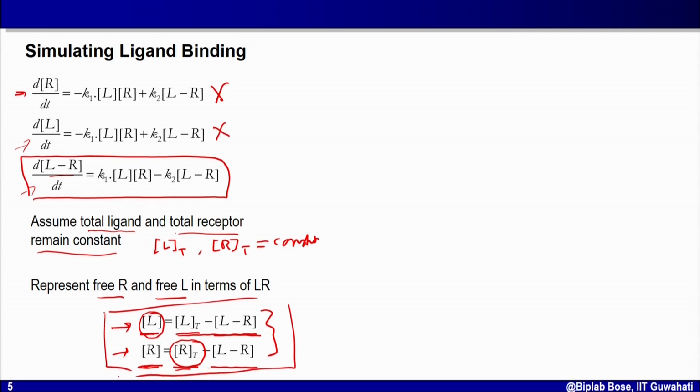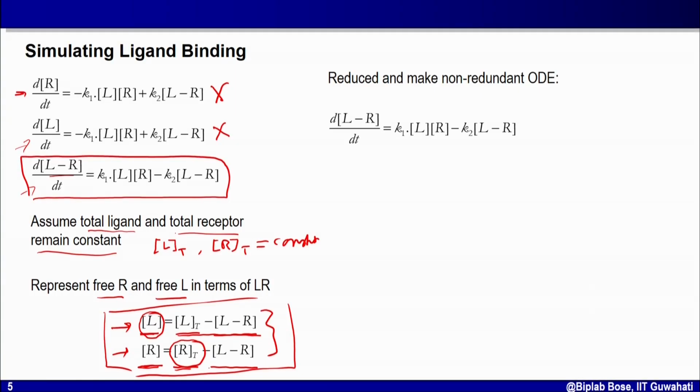So from 3 ODEs I have reduced to only 1 ODE. So let us see how far I can change this, only 1 ODE that I have to deal with. I have left with only 1 ODE, that is representing the rate of change in concentration of the complex LR. So dLR/dt is equal to K1 into L into R minus K2 LR.